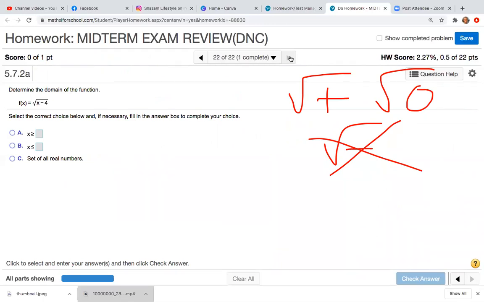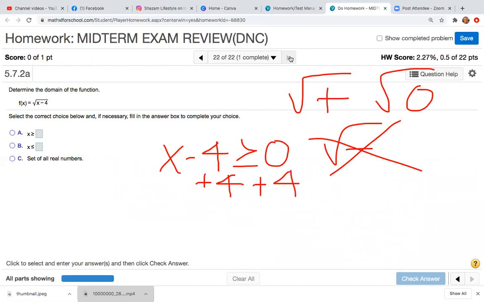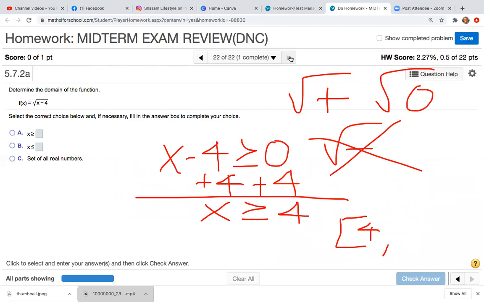So to figure out the domain of this, we want to take what's inside the square root, set it greater than or equal to 0, and solve it. So we add 4 to both sides, so we get x is greater than or equal to positive 4. And that's perfectly fine. You just go ahead and type it in here. But every once in a while, they might ask you to express this in interval notation. So in interval notation, it would be bracket 4, comma, positive infinity, and just like that, you're done. And guys, that's the review.